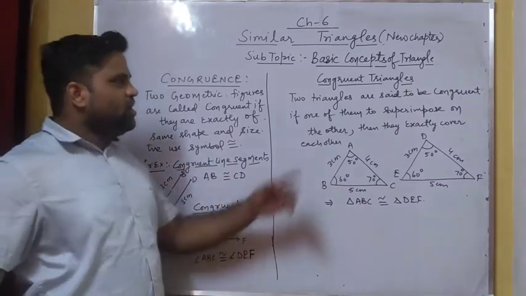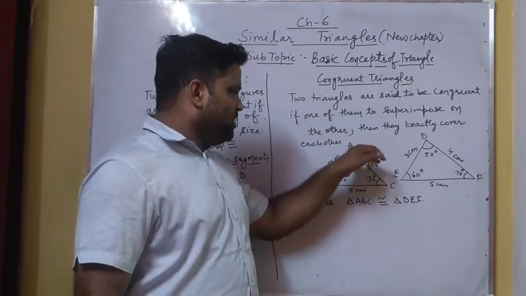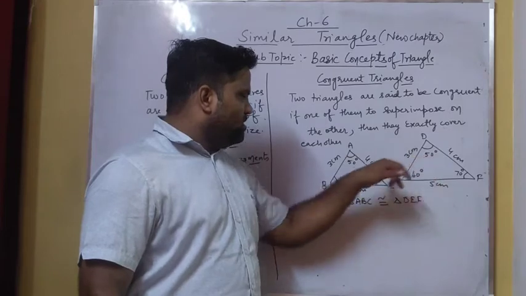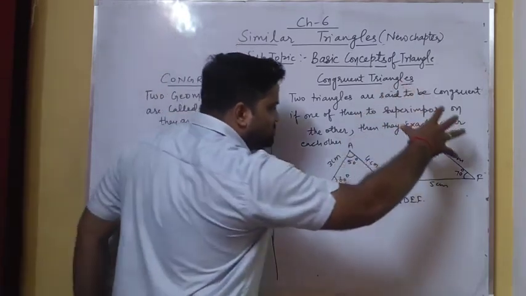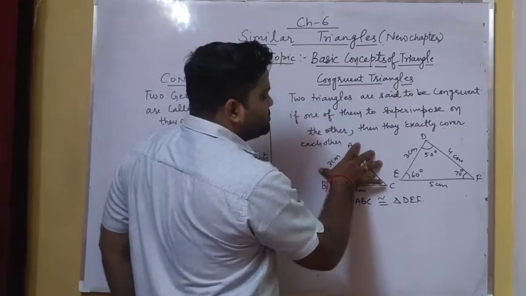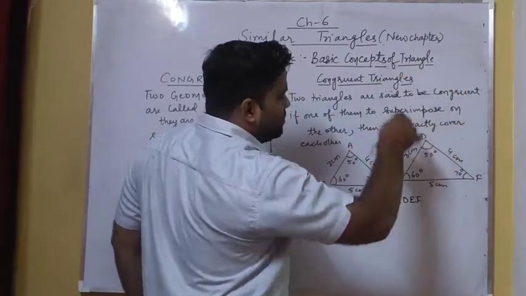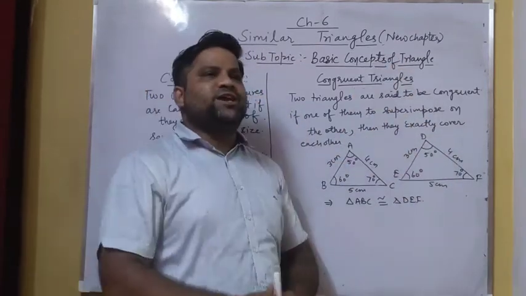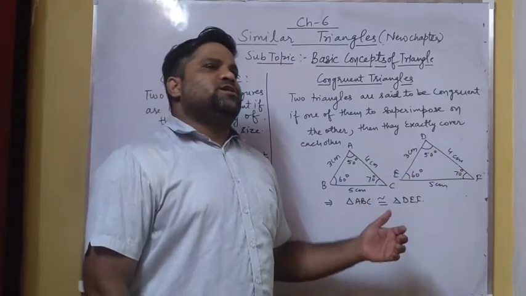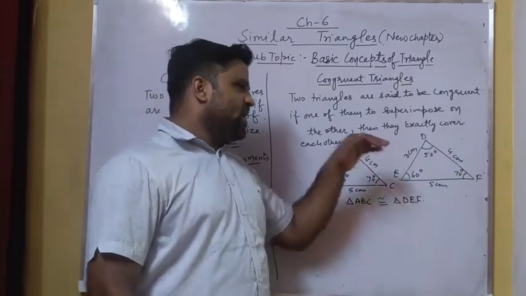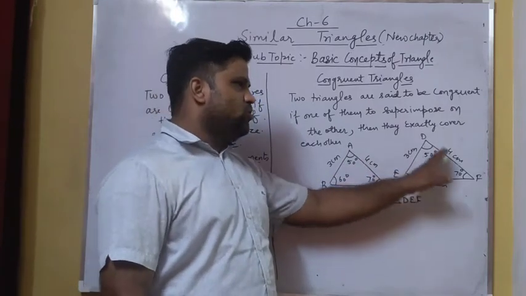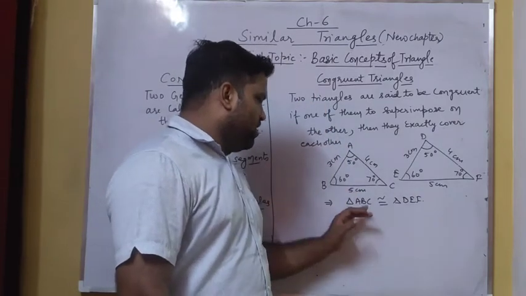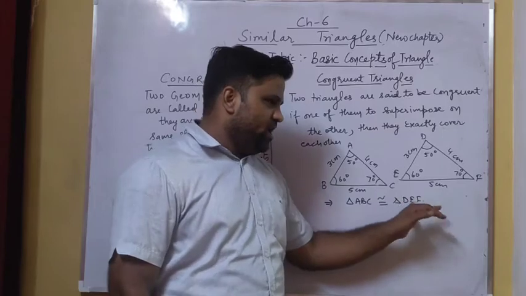Here similarly we have two triangles ABC and DEF. We can see that the sides and angles of both triangles are equal. So when I take triangle ABC and put it over triangle DEF, that triangle will superimpose this triangle completely. You can't see that there is another triangle here. So in that case these triangles are congruent to each other because they are of the same shape and same size. So we can say that triangle ABC is congruent to triangle DEF.